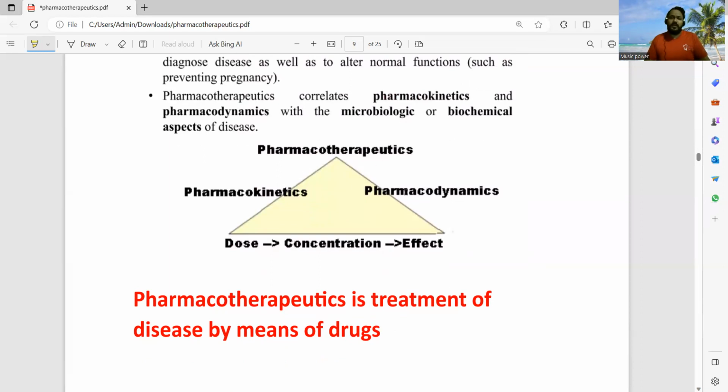And pharmacodynamics means the physiological and pharmacological effect of drugs on the body, its mechanism of action, side effects, adverse events, and clinical uses, and what are the contraindications of a drug, what are the certain conditions in which we cannot use the drug.